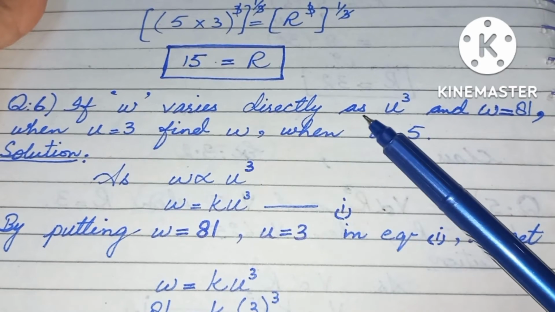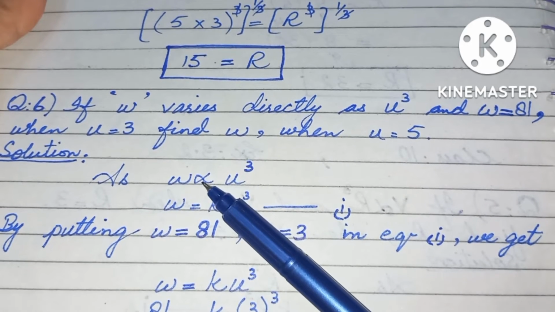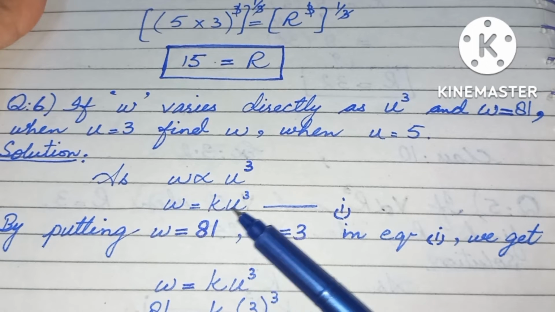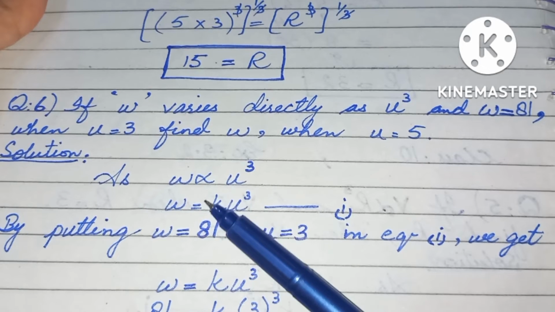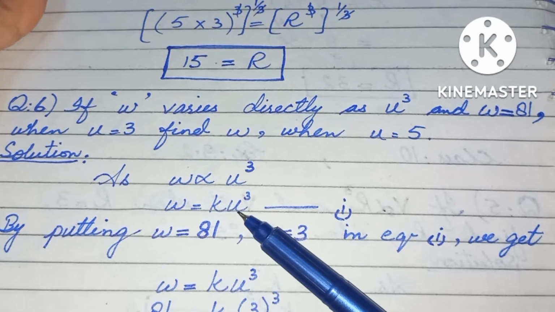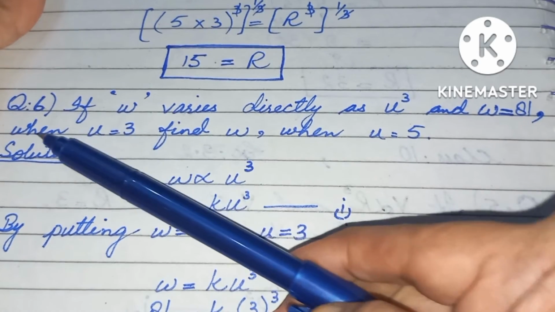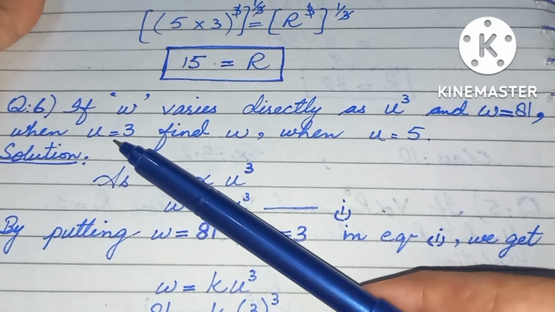इसको हमने convert कर दिया इस equation form में. In place of proportion, put the sign of equality and k. W equals to k U cube. This is our equation 1. Now we will find the value of k by putting the value of W and U in this equation 1. तो find से पहले तक आपने ये values को put कर देना है. Value of W is 81 and value of U is 3.